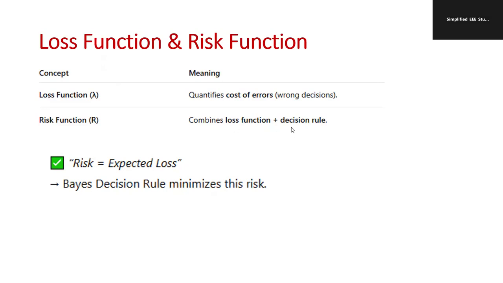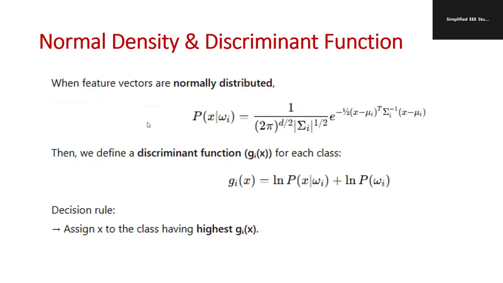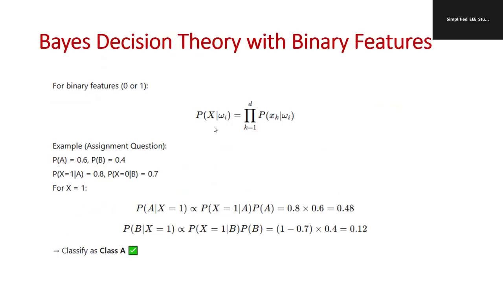Remember this formula so that you can solve numerical examples. Risk is equal to expected loss. Bayes decision rule minimizes this risk. That's a specialty of this particular point. For normal density and discriminant function, you can use the formula to calculate them. Even for binary features, you can compute the probability using this equation.